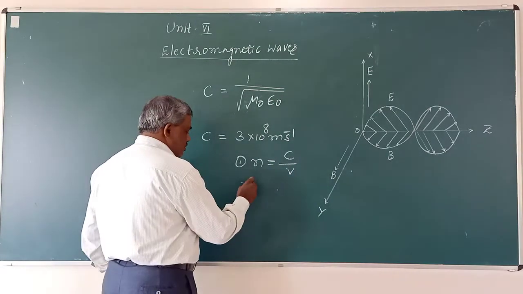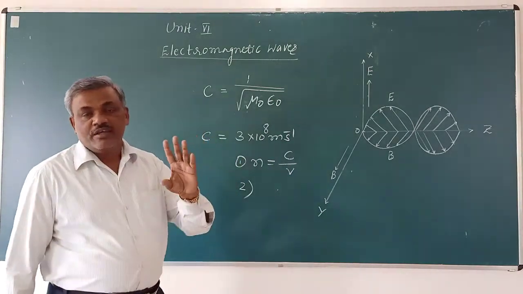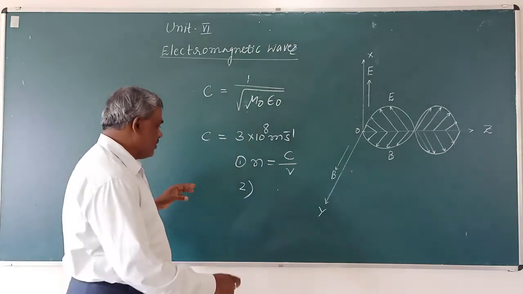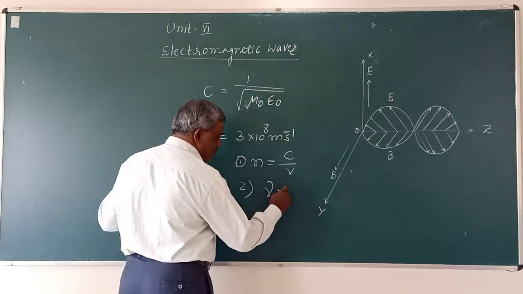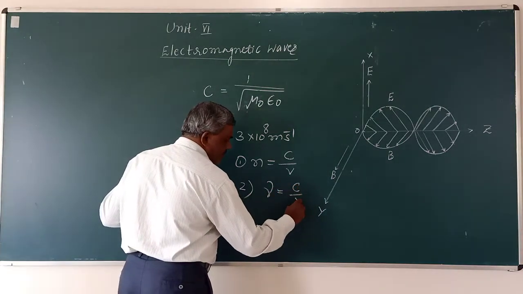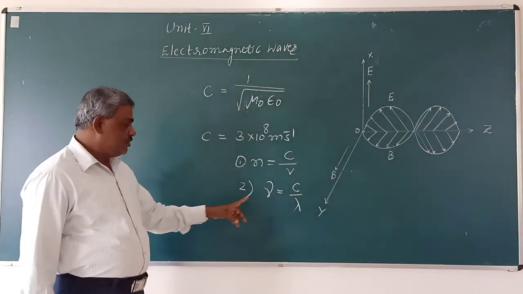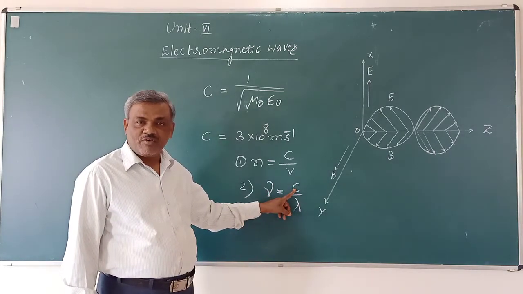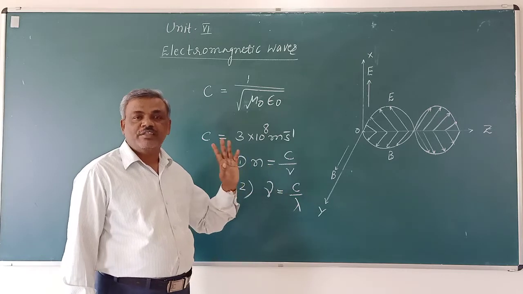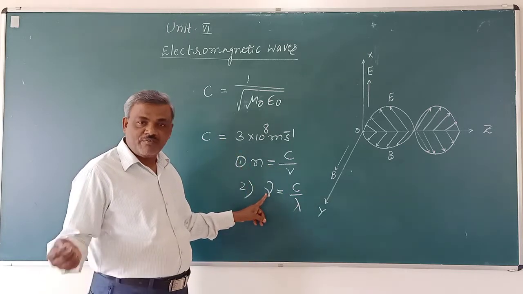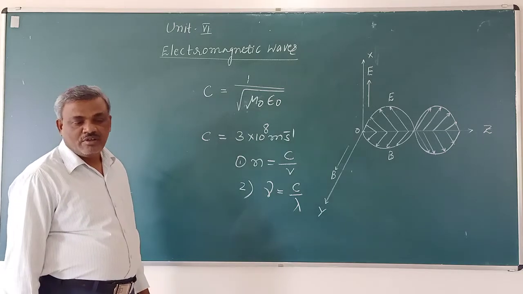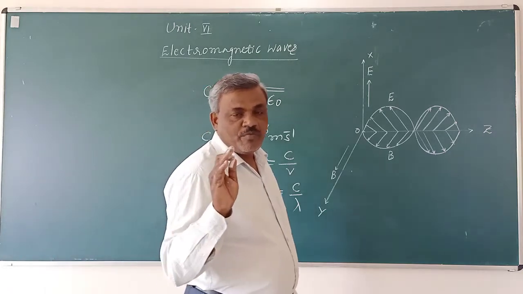Second, this value is used to calculate the frequency of electromagnetic waves. The frequency of electromagnetic waves nu equal to c by lambda. So nu is the frequency, c is the speed of the electromagnetic wave, and lambda is the wavelength. Now you are observing two points here.